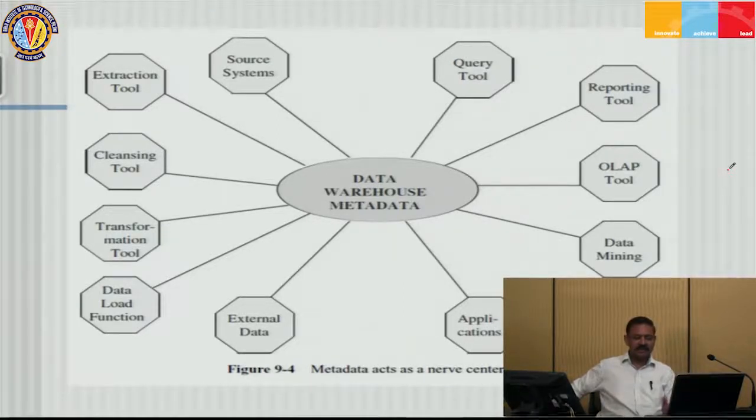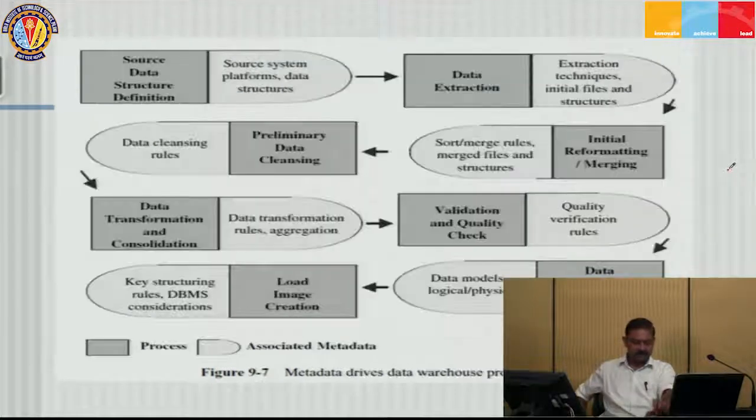You can see that there is an interface with everything that we do in data warehousing, whether it is extraction, cleansing, transformation, loading, whether it is internal source systems or external data, whether it is the query tools, reporting tools or OLAP tools, or some kind of applications or data mining. Anything that we are doing, the role of metadata is present in some way or the other.